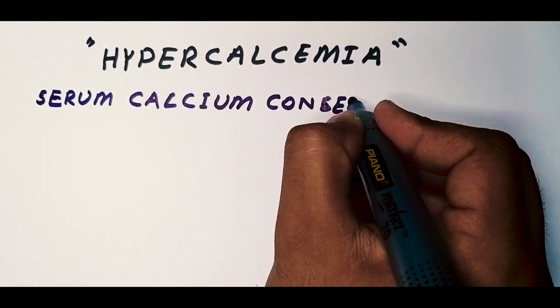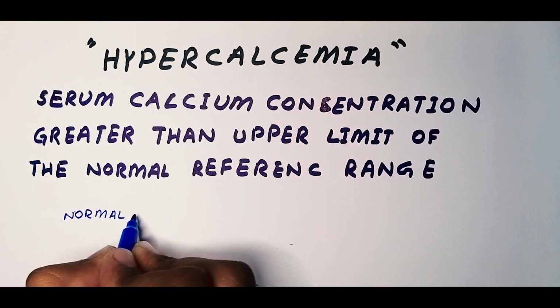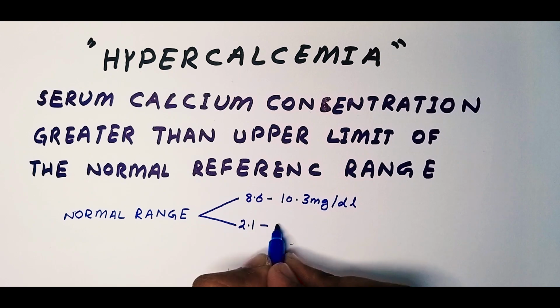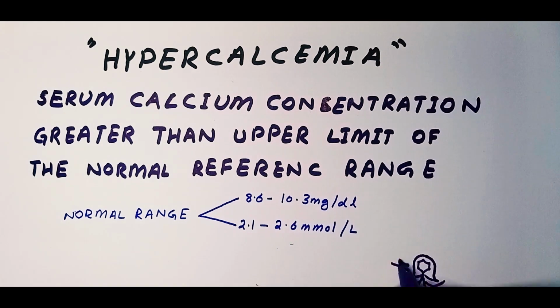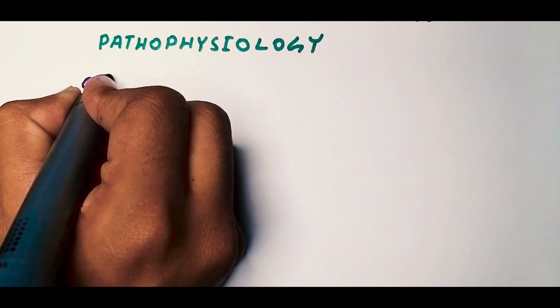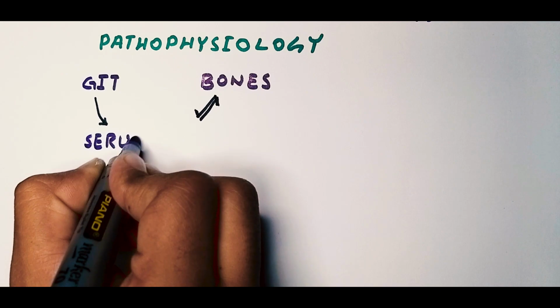In hypercalcemia, the serum calcium concentration is greater than the upper limit of the reference range, the normal range being 8.6 to 10.3 in milligrams per deciliter and 2.1 to 2.6 millimoles per liter. The pathophysiology of hypercalcemia revolves around an imbalance in calcium absorption, release from bone, and renal excretion.